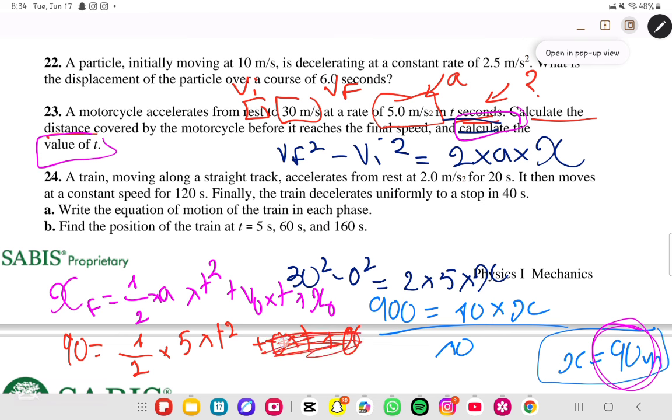So this and this will go away because it's 0 plus 0, which is 0. And we'll be left with 90 is equal to 2.5 t squared. So divide both sides by 2.5.